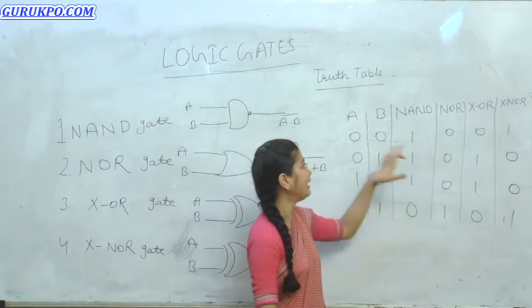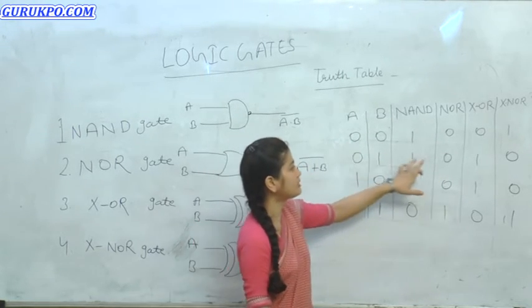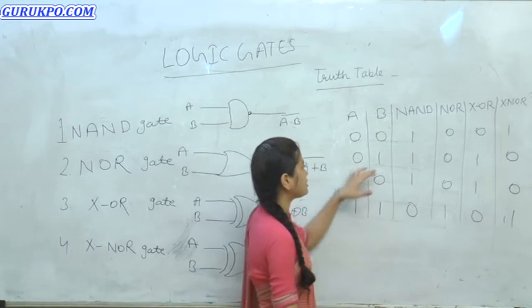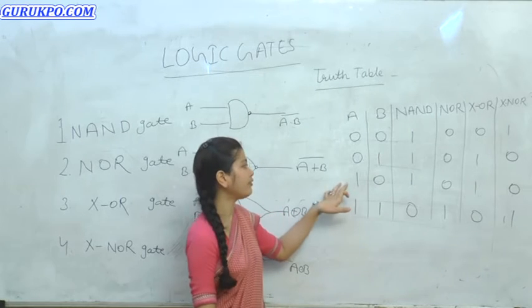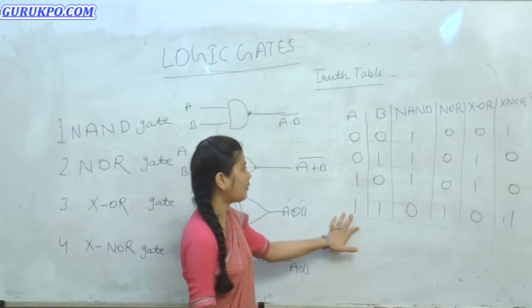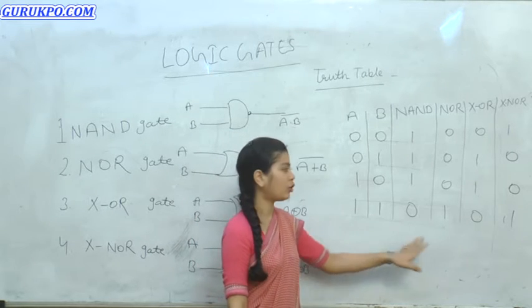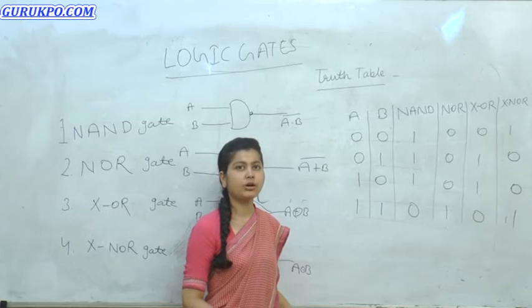In the NOR gate, if both our inputs are equal to 0, then the output is equal to 0. If A is 0 and B is 1, then the output is 0. If A is 1 and B is 0, then the output is 0. And if A is equal to 1 and B is equal to 1, then the output is 1. The output of NOR gate is opposite of the outputs of OR gate.